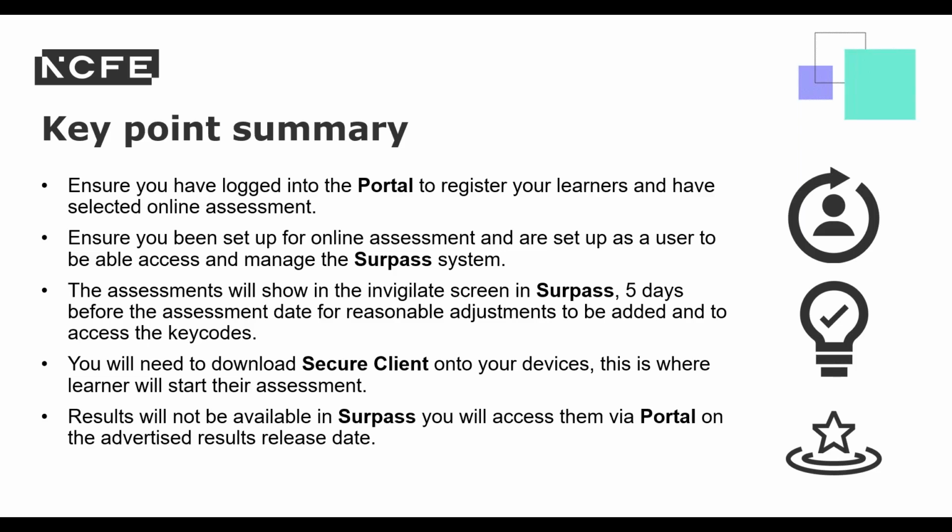The assessments will show in the Invigilate screen in Surpass 5 days before the assessment date for reasonable adjustments to be added and to access the key codes. You will also need to download Secure Client onto your devices, as this is where your learner will start their assessment. And lastly, results will not be available in Surpass. You will need to access them via the portal on the advertised results release date.